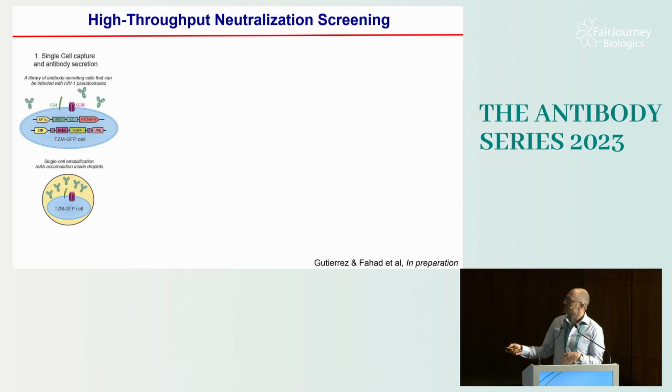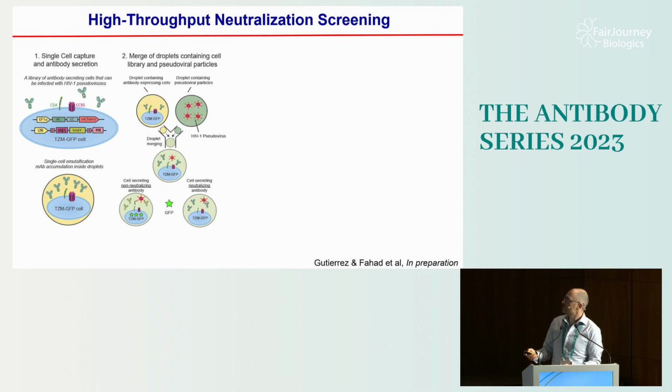So when you put that cell into a droplet, it will secrete into the droplet and start to form a shell of potentially protective antibody inside that droplet. And just like a well plate assay, first you add the antibody, and then you challenge with the virus. In this case, we merge that droplet containing antibody with another droplet that contains an HIV pseudovirus. And inside the droplet, that challenge happens.